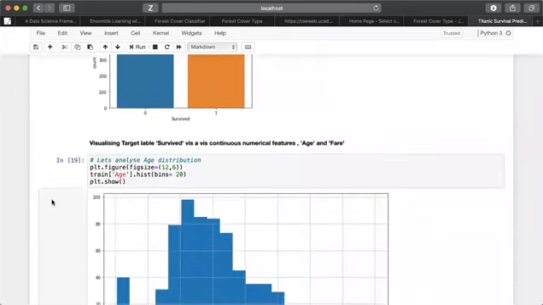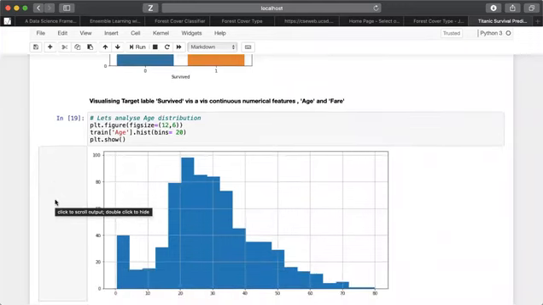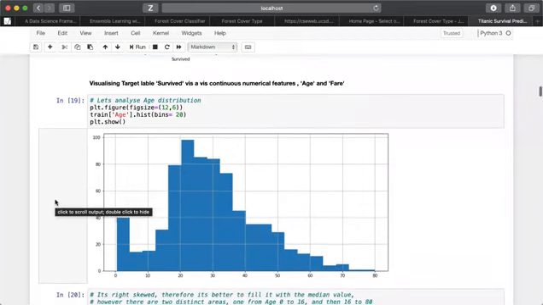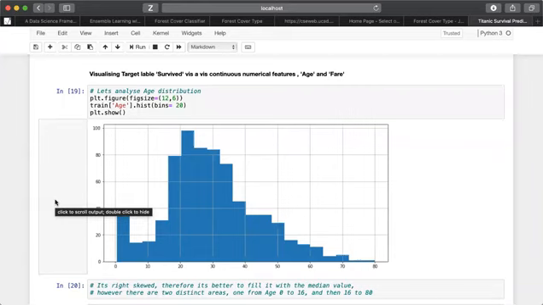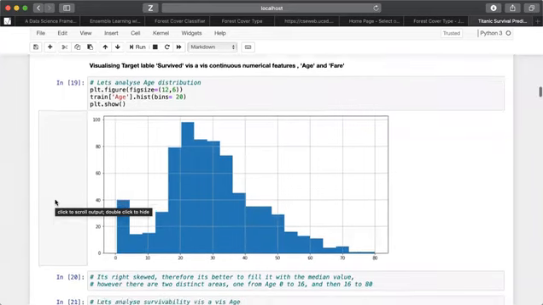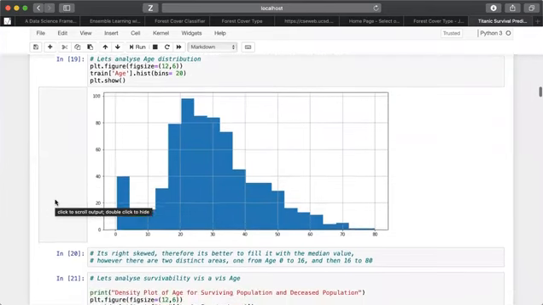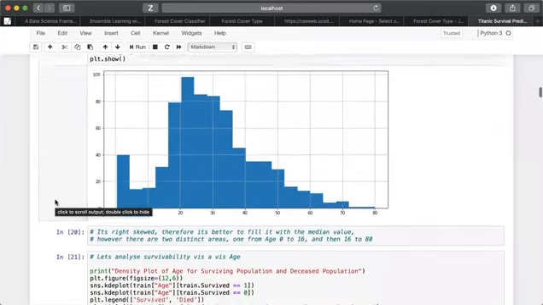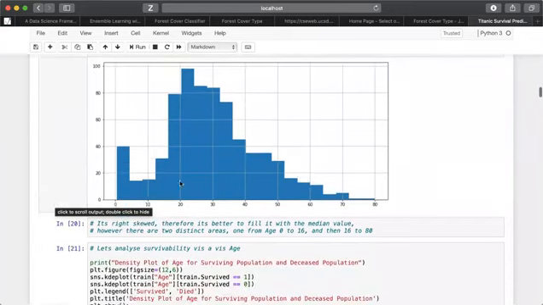Thereafter, I have done the visualization first for the continuous numerical features, which are age and fare. First we have to see their distribution, how they look. I used the hist plot, first for age. The age distribution is, first of all, right skewed. So, as covered by Miteshji, if it is right skewed or left skewed, then it is prudent to fill the missing values with the median value.